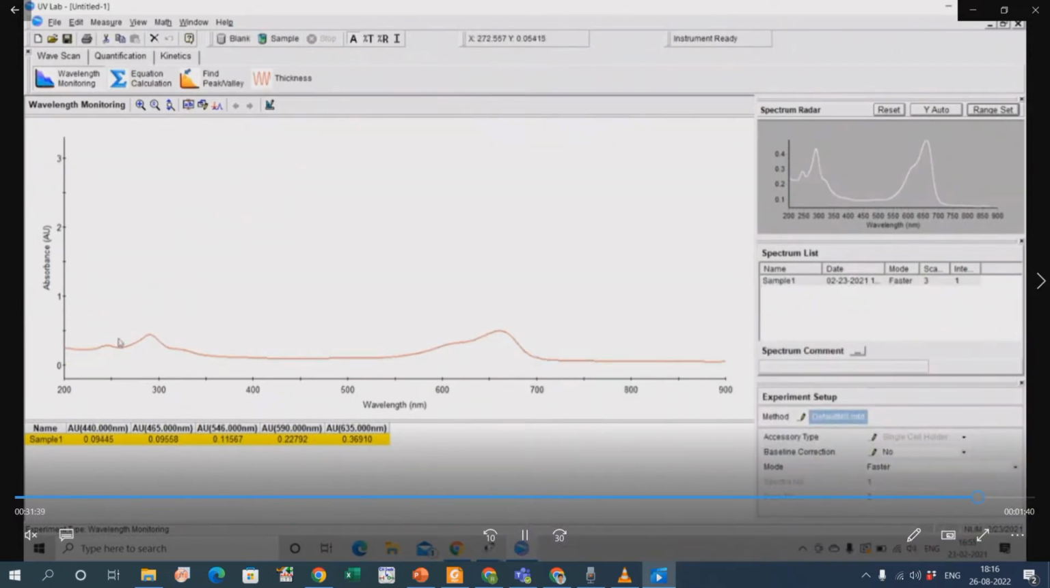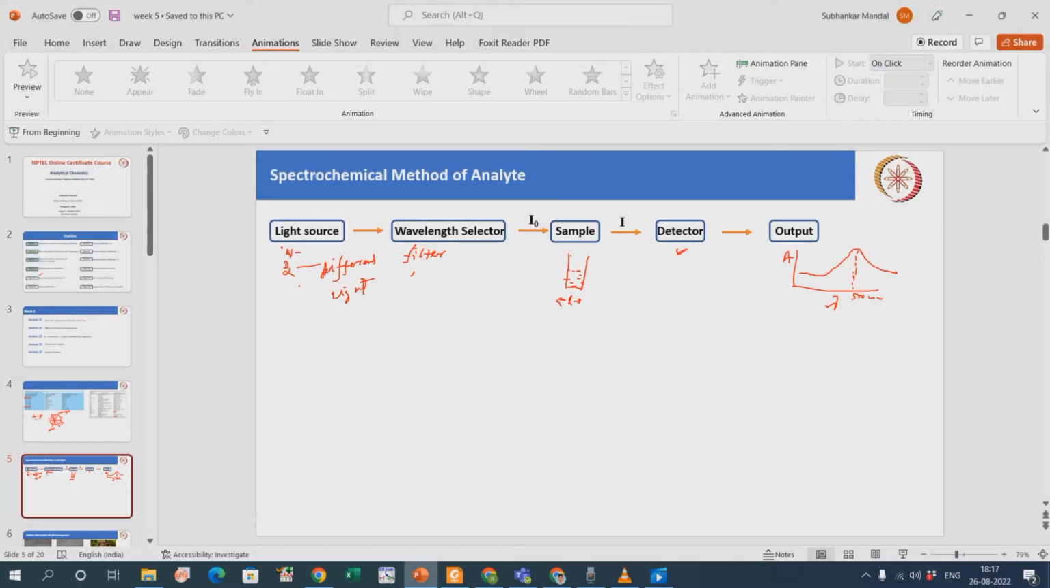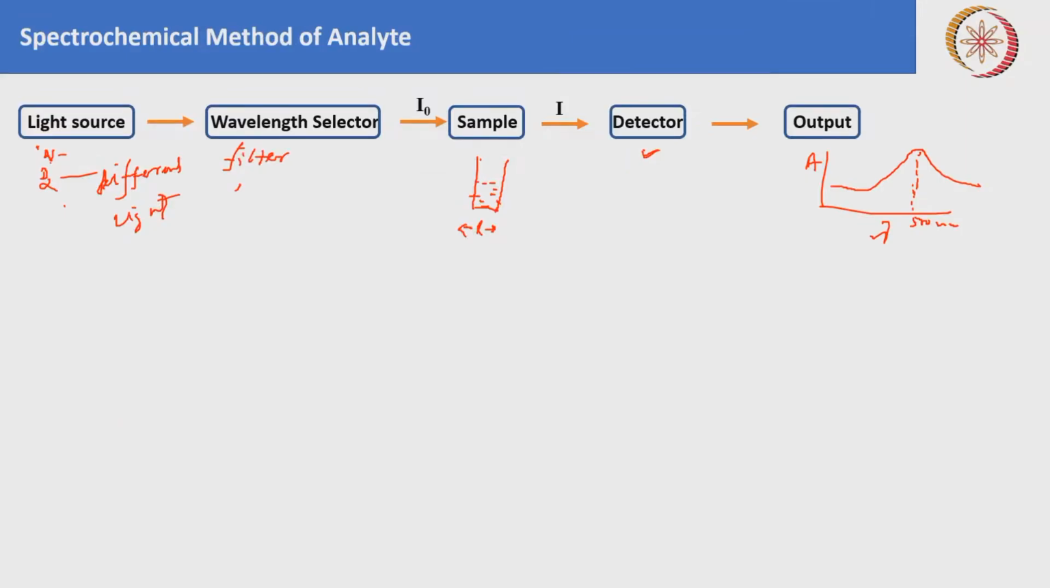Now you'll get the absorbance spectra. Here you can see there are two absorbance spectra. One is near 650, or 640 to 680, which is one absorbance peak, and another one is below 300. This is another absorbance peak, and one small hump is there. So basically this is the UV-visible instrument. That's all. Then we can come to the slide.